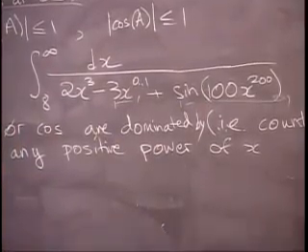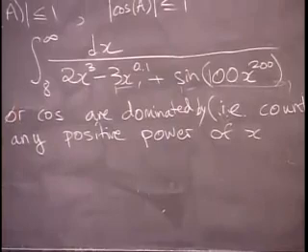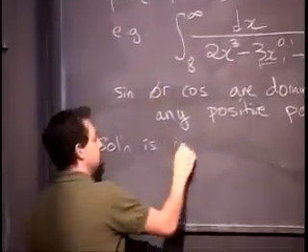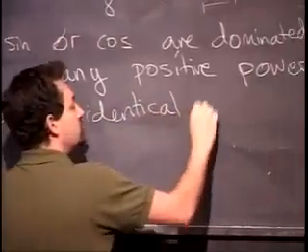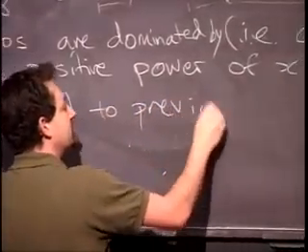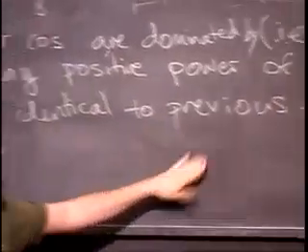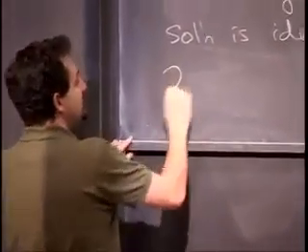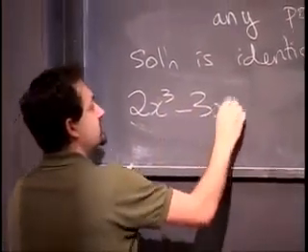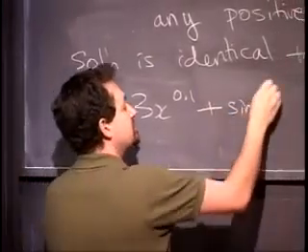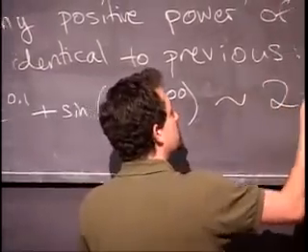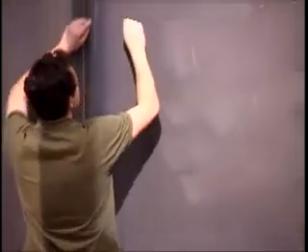So anyway, the point is, you just repeat the last problem. In fact, you repeat the last solution. The solution is identical to the previous one, except I'm not going to write out the full solution in order to save time. That's up to you, but let's just say how we modify it. What we really want is that 2x cubed minus 3x to the point 1 plus sine 100x to the 200 twiddles 2x cubed, and we better prove it. It's a little more complicated than last time, but not much.